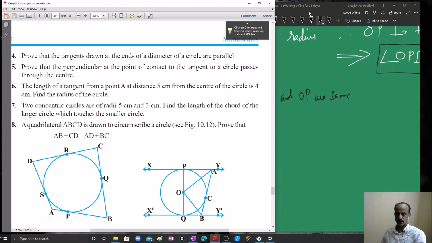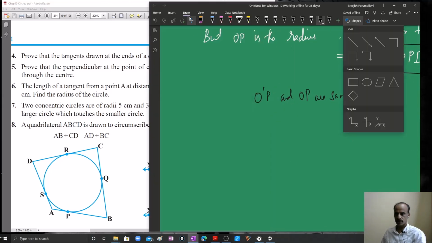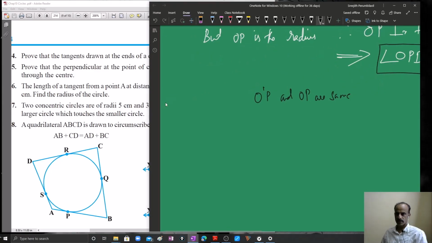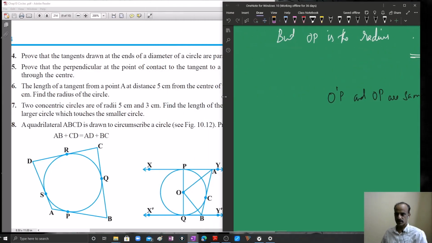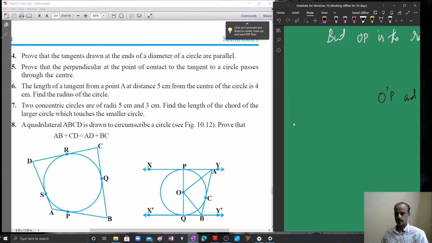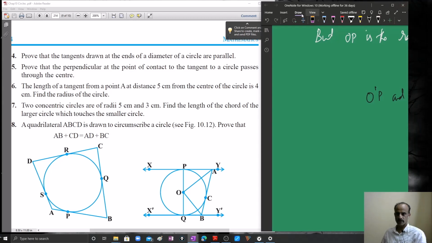So we will draw two concentric circles. Two concentric circles of radius 5 cm and 3 cm. Two of them are there.